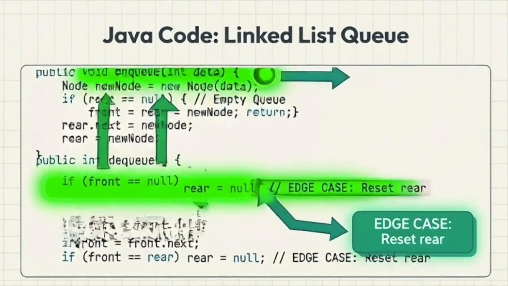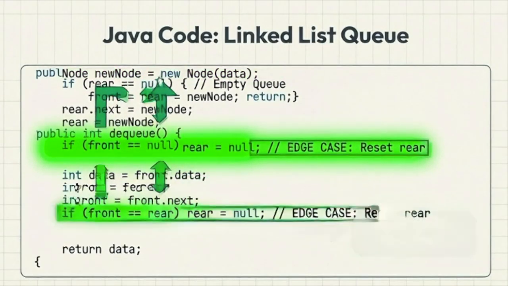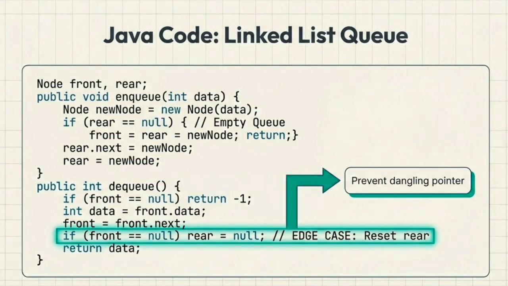Here is the interview trap. Look at the edge case. If front becomes null, meaning the list is now empty, you must manually set rear to null also. If you forget this, you will have a dangling pointer.